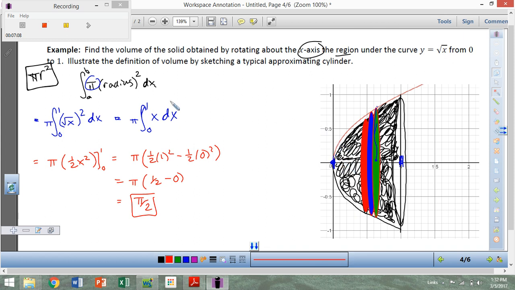But that's all you're doing. Always think pi r squared with this method and figure out which way the circles are going to be stacked. That's going to give you these bounds, 0 to 1, and then figure out what the radius is.